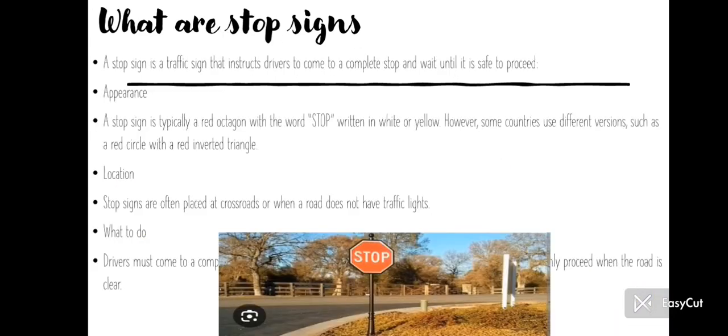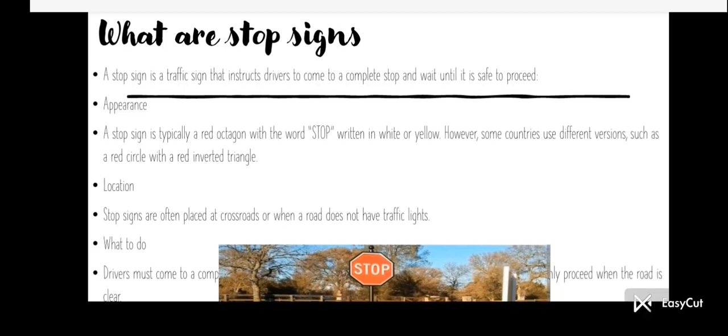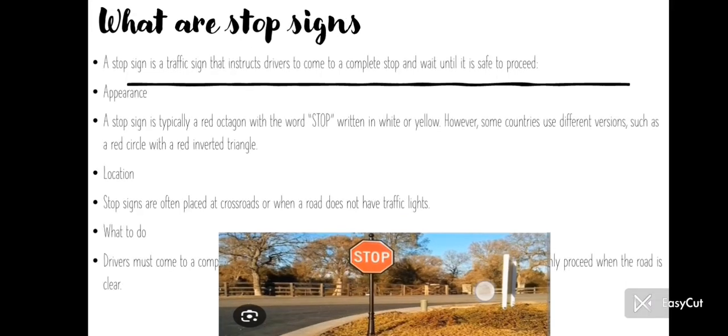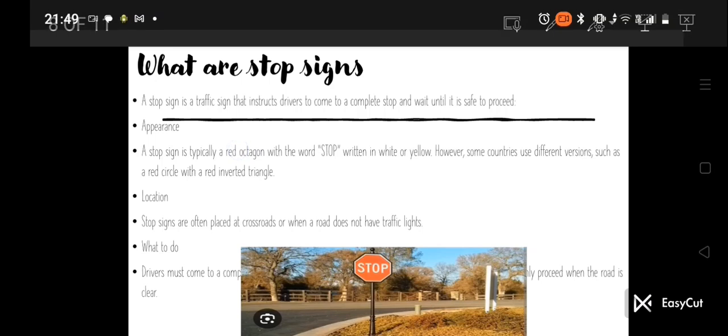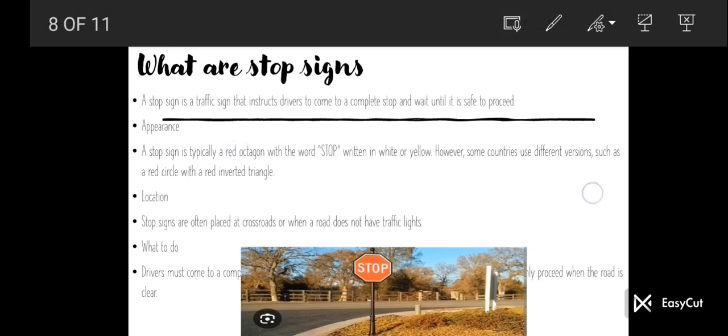And what is a stop sign, the next one. A stop sign is a traffic sign that indicates drivers to come to a complete stop and wait until it is safe to proceed. A stop sign is typically a red octagon with the word stop written in white or yellow. However, some countries use different versions, such as a red circle with a red inverted triangle. Location: stop signs are often placed at crossroads or where the road does not have traffic. When you spot a stop sign over there, you should completely stop your vehicle and wait. That's what the stop sign is.